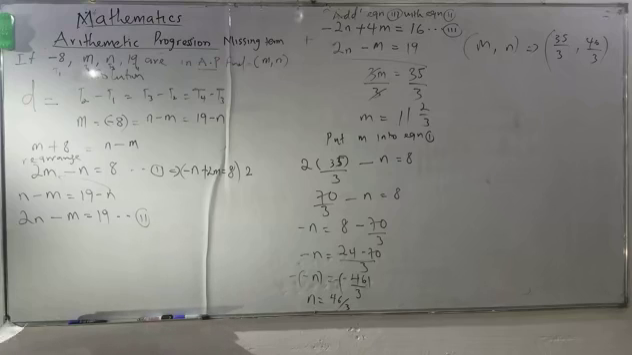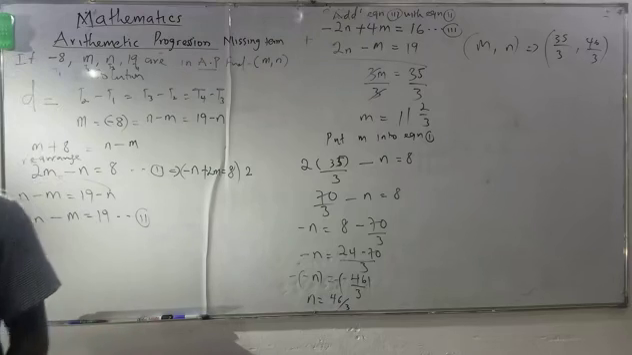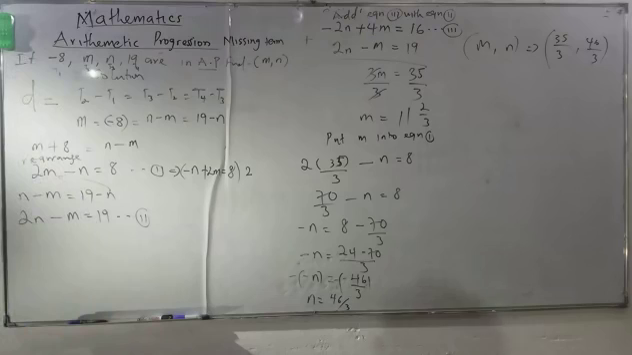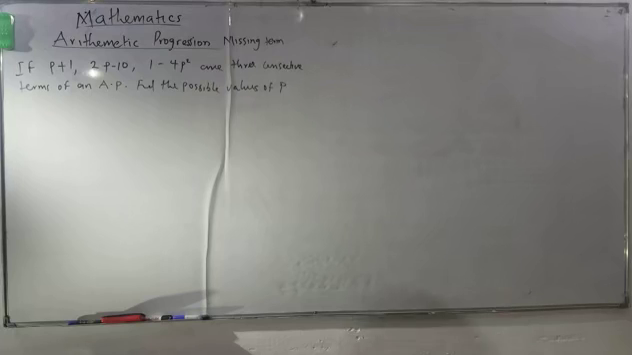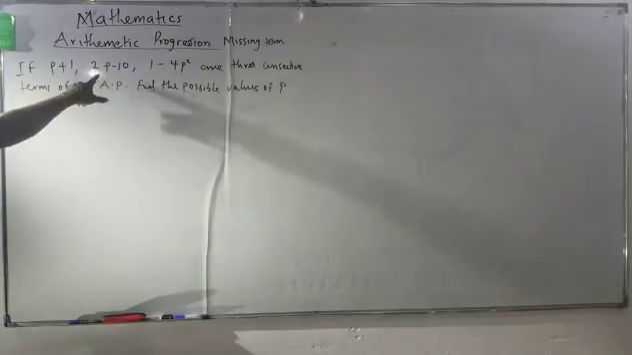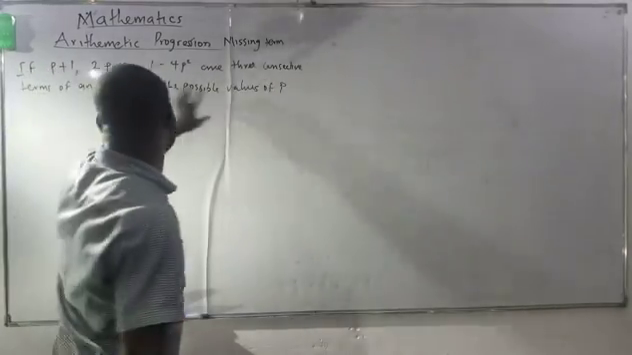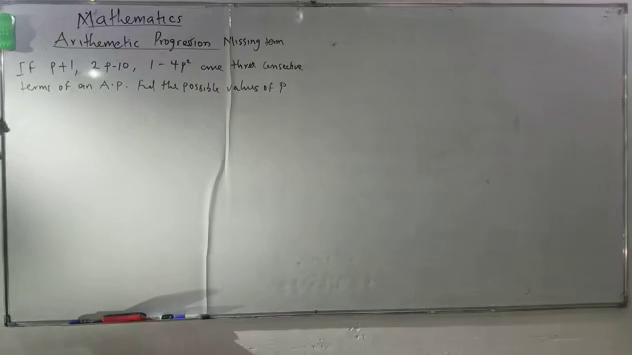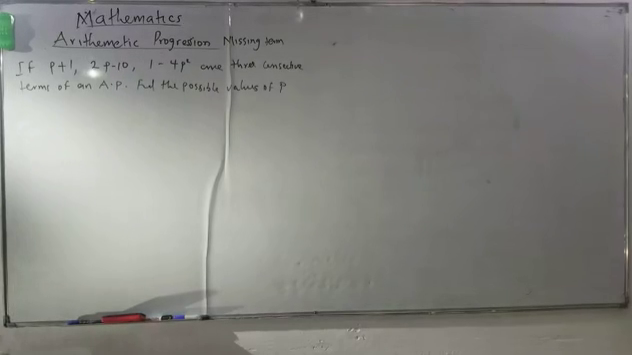Before we go on, I have one question here. Allow me to write one more question. Look at this before we go to some arithmetic progression. If these are 3 consecutive terms of an AP, find the possible value of P.